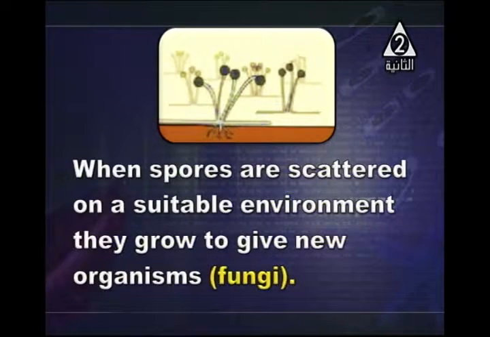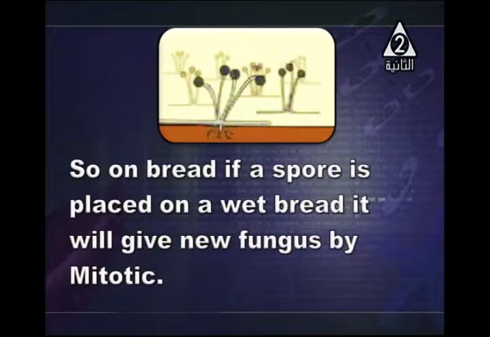When the spores are scattered in a suitable environment, they grow to give a new organism or new fungi. So on bread, if a spore is placed on wet bread, it will give a new fungus by mitotic division. In this video, we will see how spore propagation takes place in the bread mold fungus.